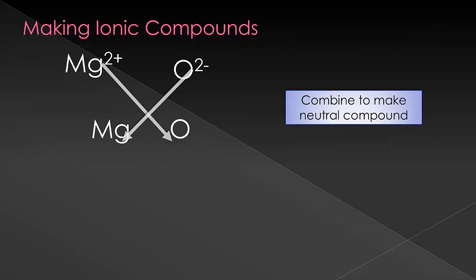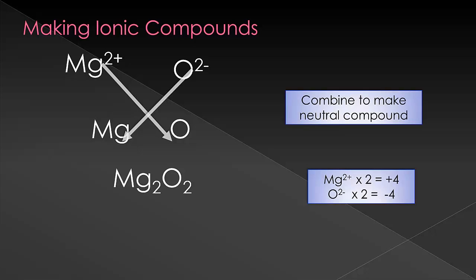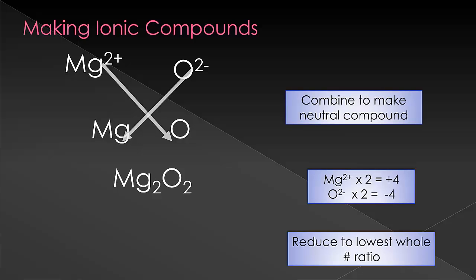Here's an example where blindly following the criss-cross trick can get you into trouble. Ionic compounds always need to be the lowest whole number ratios. Be sure to note that this is not true for covalently bonded compounds. If we follow the trick, like in the previous slide, we will get Mg2O2. While this does give us a neutral compound, it's not the lowest whole number ratio. And so we must reduce it down to MgO.